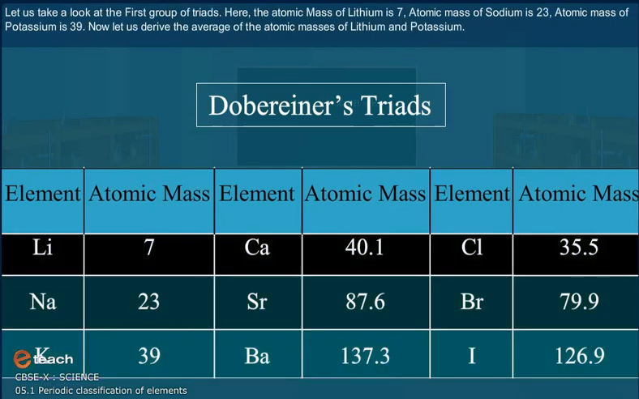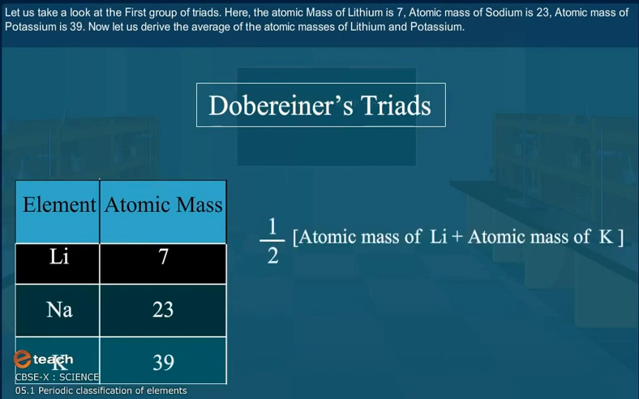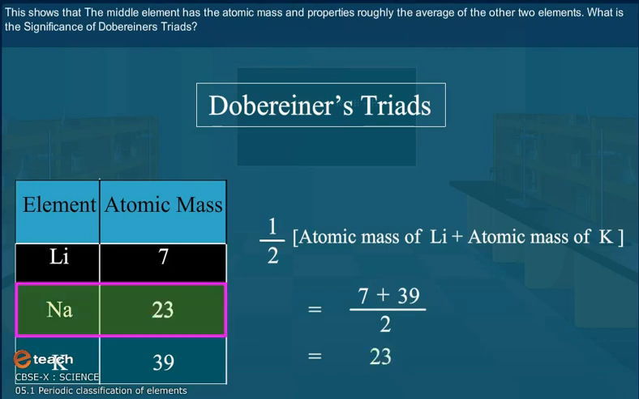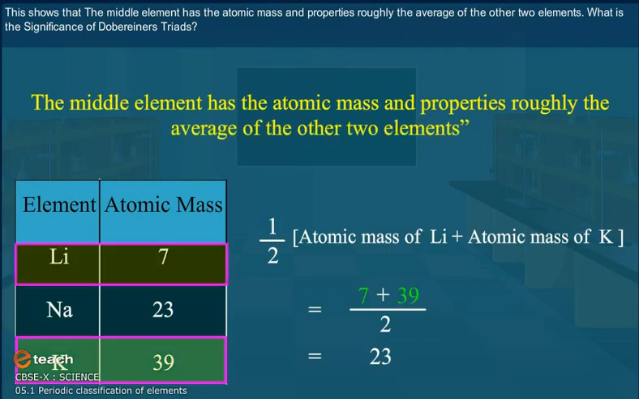Let us take a look at the first group of triads. Here, the atomic mass of lithium is 7. Atomic mass of sodium is 23. Atomic mass of potassium is 39. Now, let us derive the average of the atomic masses of lithium and potassium. This shows that the middle element has the atomic mass and properties roughly the average of the other two elements.